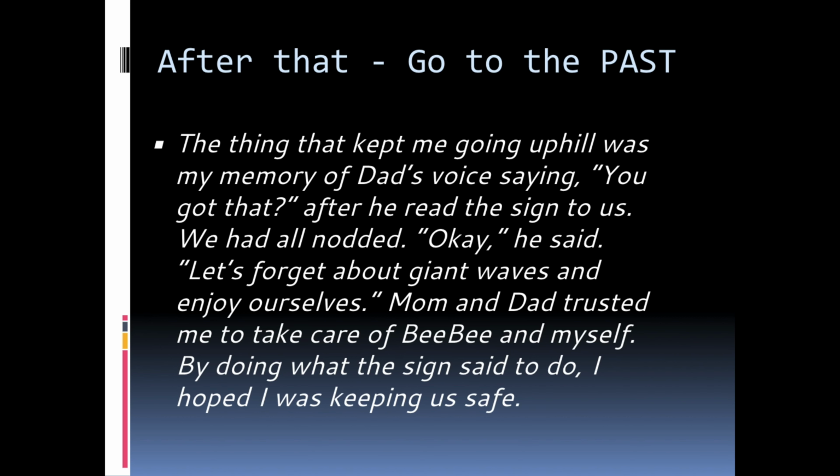The thing that kept me going uphill was my memory. There's the cue, or the clue to the reader that a flashback's happening. Was my memory of Dad's voice saying, "You got that," after he read the sign to us. We all nodded. "Okay," he said, "let's forget about giant waves and enjoy ourselves." Mom and Dad trusted me to take care of BB and myself. By doing what the sign said to do, I hoped I was keeping us safe.